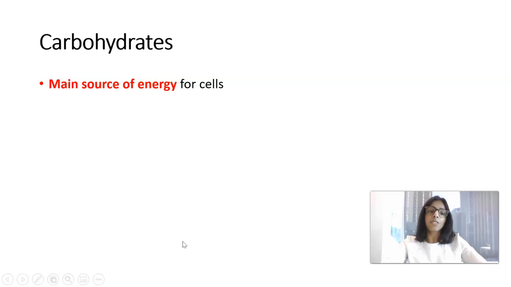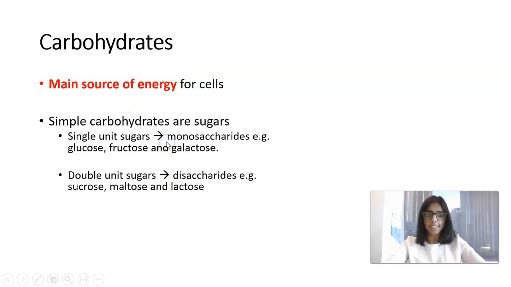Okay, so the reason why carbohydrates are most important is because they are our primary source of energy in cells. The simplest form of carbohydrates are the sugars, and these can be single unit sugars, which we refer to as mono for single. They're monosaccharides. And examples of the monosaccharide sugars or the single sugars are glucose, fructose and galactose. You don't need to remember these names, you just need to understand that simple sugars are the most basic unit, and glucose is an example that we talk about quite a lot in biology.